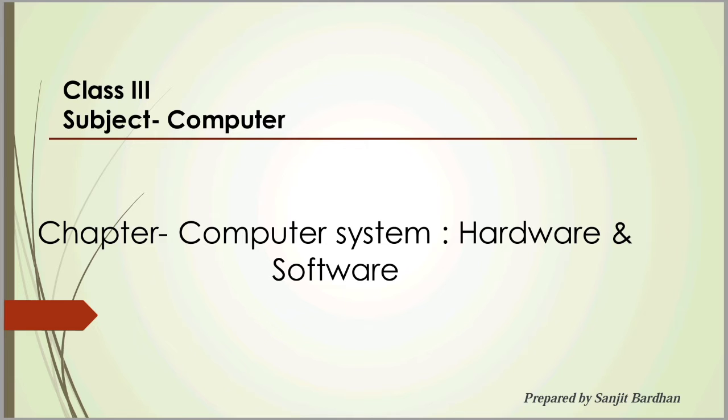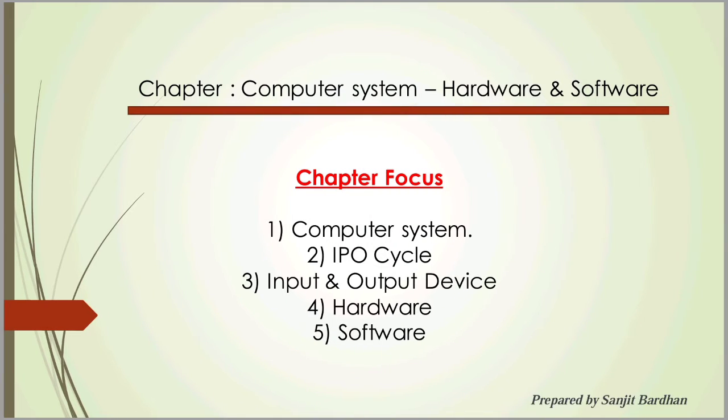Today I am going to continue the first chapter, which is computer system, hardware and software. Let's start. In my first video, I already discussed the first four topics, which are computer system, IPO cycle, input and output device, and hardware. I hope you understood the first four topics and also wrote the question answers in your computer copy, which I have already provided to you. So today I am going to discuss the last topic, which is software.